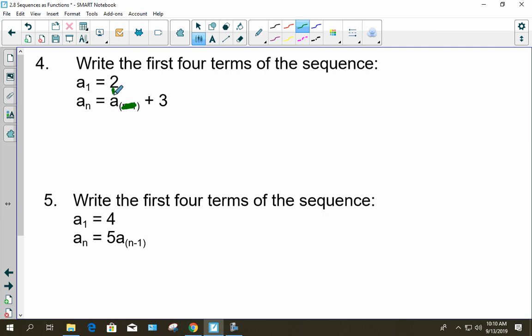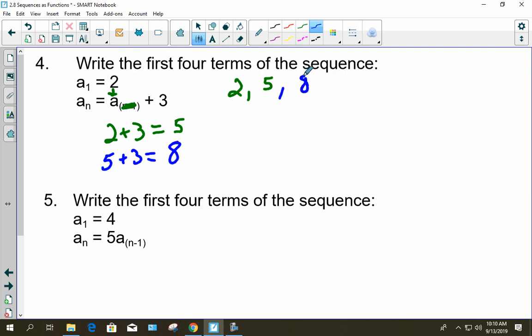So 2 goes where A is. So I have 2 plus 3. What's 2 plus 3, kids? 5. So my first number in the sequence is 2. My next number is 5. And then I put 5 where A was. So I have 5 plus 3, and that is 8. So my next number is 8. And then I have 8 plus 3, and that is 11. So my last number is 11. That's 4 numbers. We're good to go. Okay?